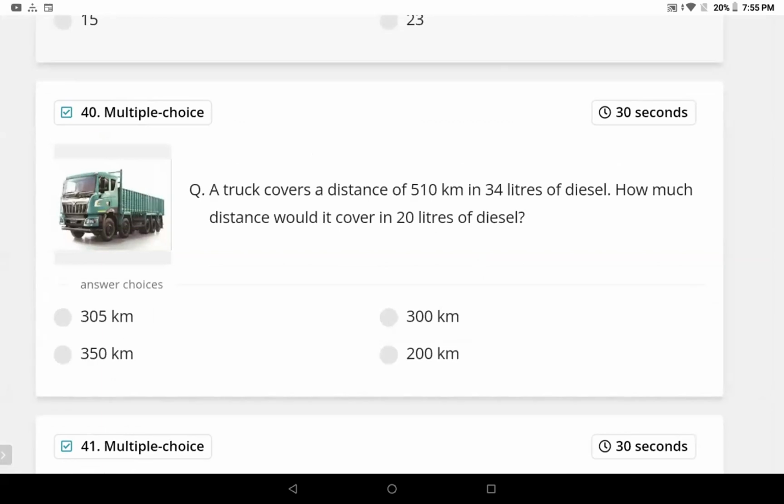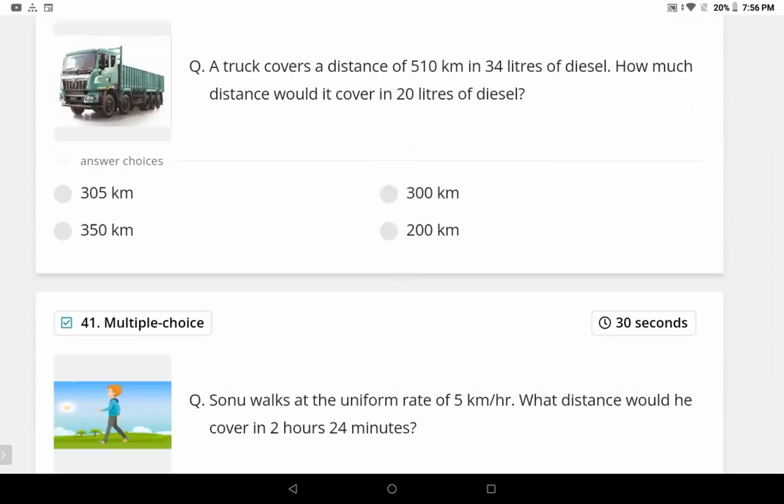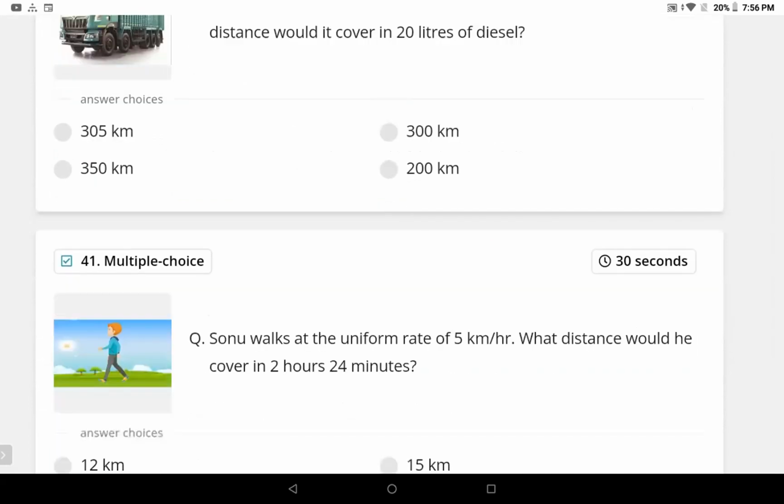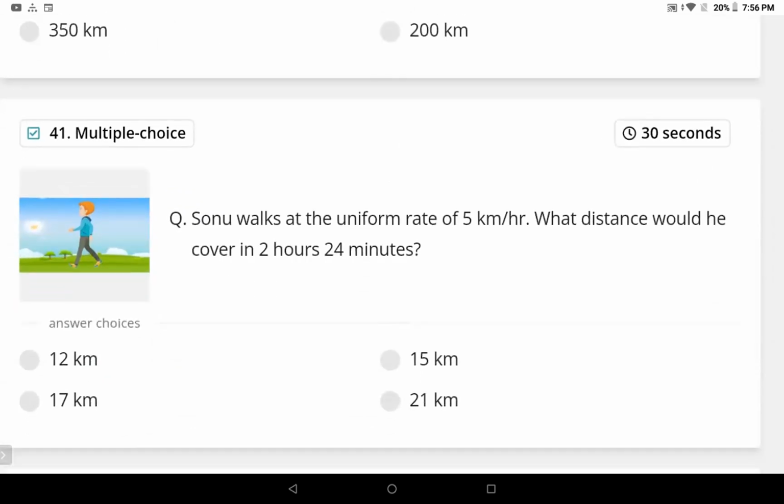Question number 40. Very good. Ma'am, 300 kilometers. Right. Ayush, please read the 41 question. Ayush Mishra, please respond and read the question number 41.